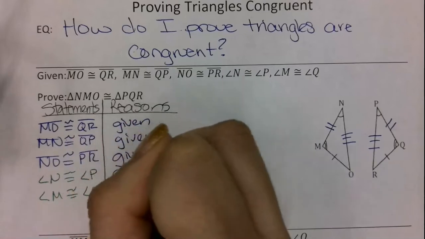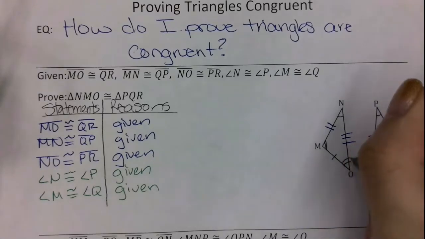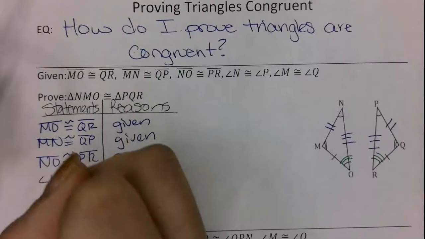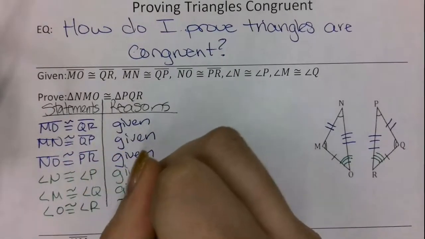Okay, so what do I know about this picture? What do I know about this piece right here? Because I know those two triangles are congruent, right? Because all the sides are congruent. So I'm going to know that angle O is congruent to angle R, and this is by the third angle theorem.